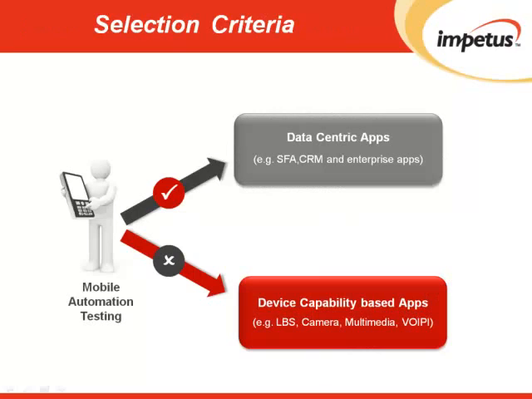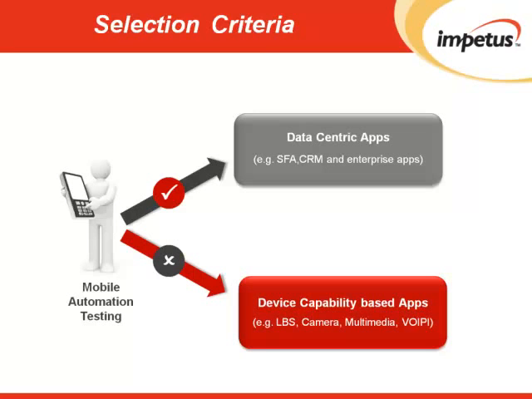Selection criteria. Based on the analysis of benefits and constraints of mobile application testing automation, we can safely say that mobile testing automation is useful and should be adopted for data-centric mobile apps such as Salesforce automation, customer relationship management, and other enterprise workflow apps where there is a large number of test cases and data generated by the system for automation. But manual testing is very much required for applications that are highly dependent upon device capabilities, with features like GPS for location-based services, camera and multimedia, or VoIP apps.